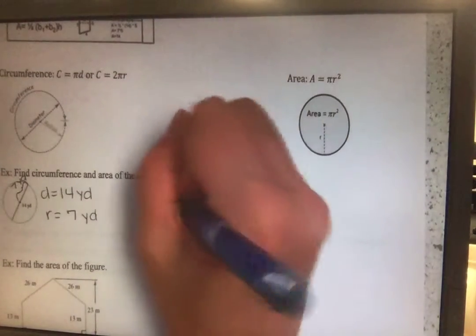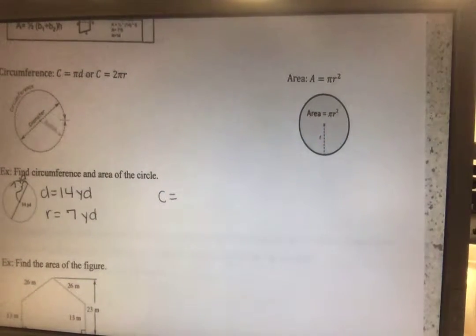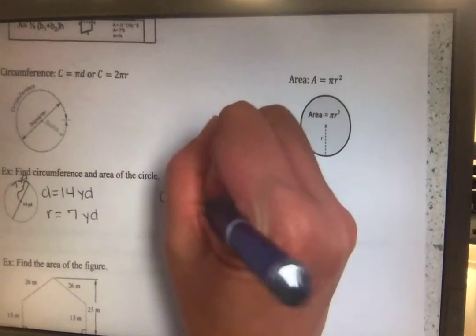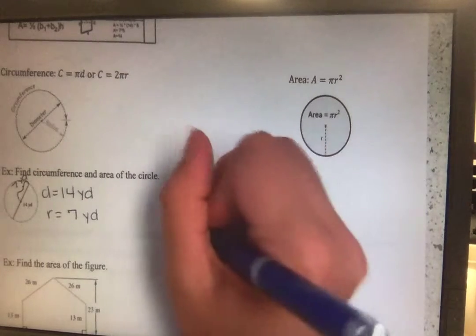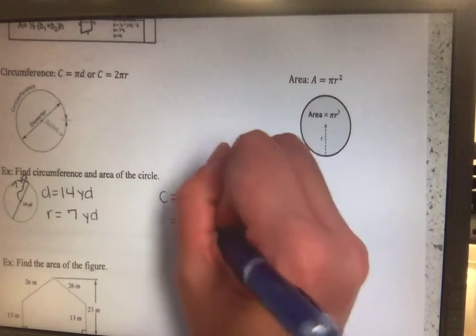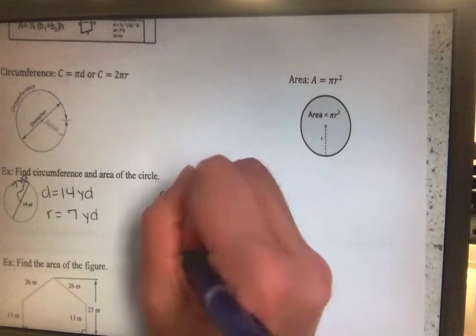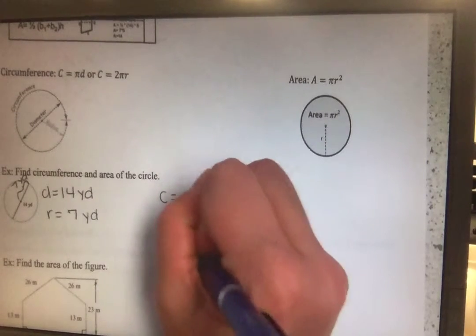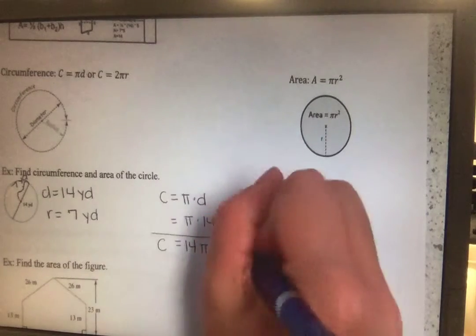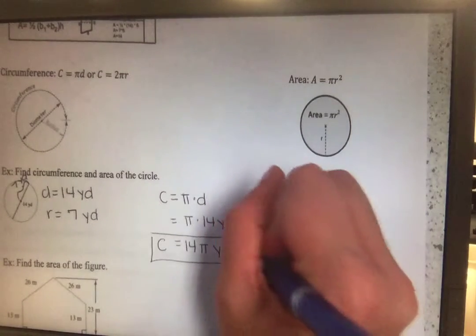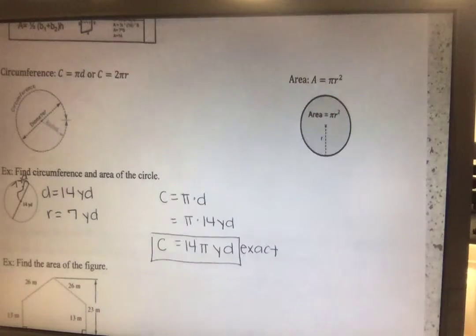So circumference, we can use either formula, either pi times diameter or 2 pi r, either way. Let's do pi times diameter. So we have pi times our diameter is 14 yards. So our circumference is 14 pi yards. This is going to be our exact answer, leaving it in terms of pi.